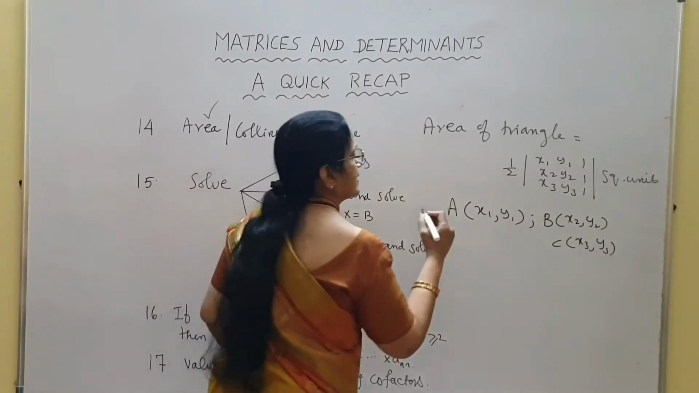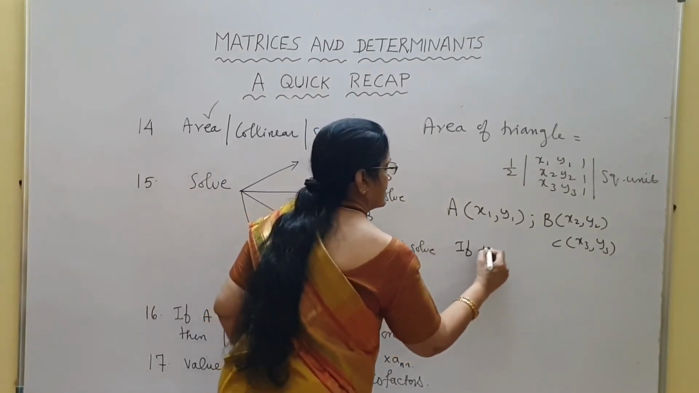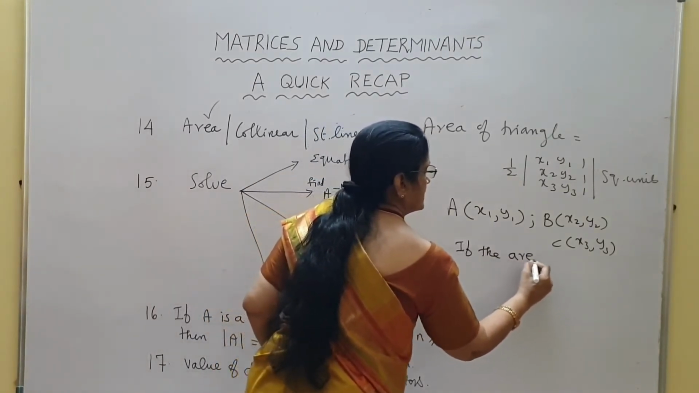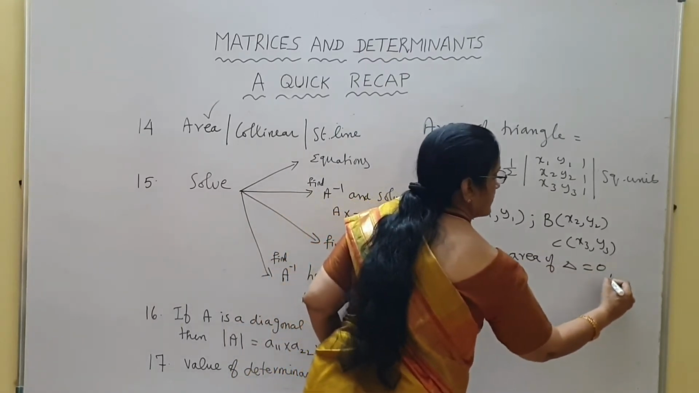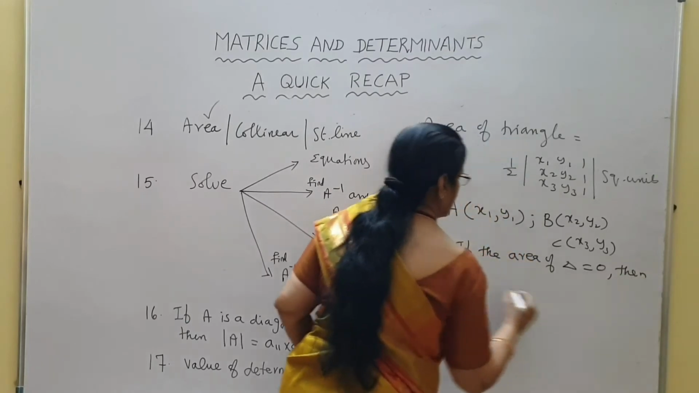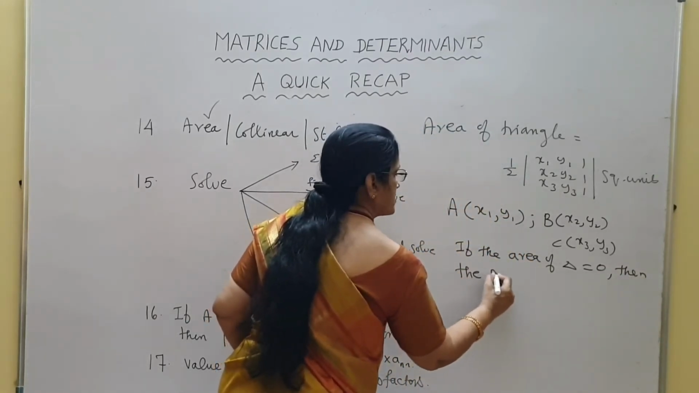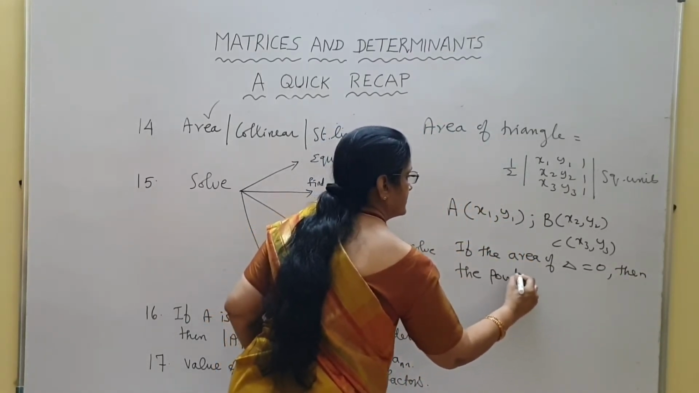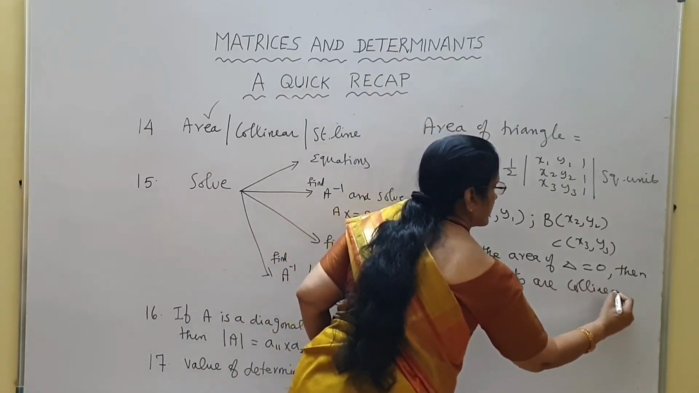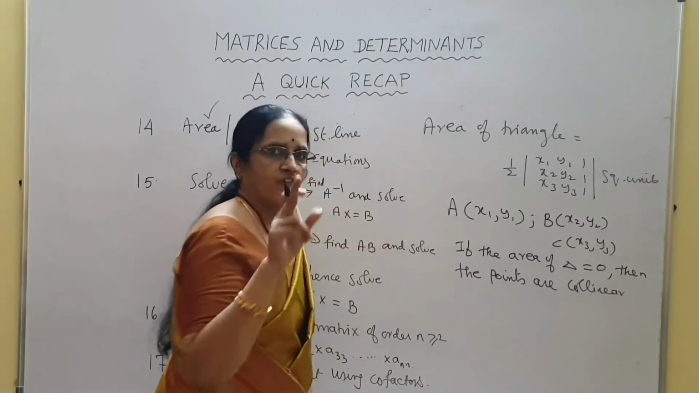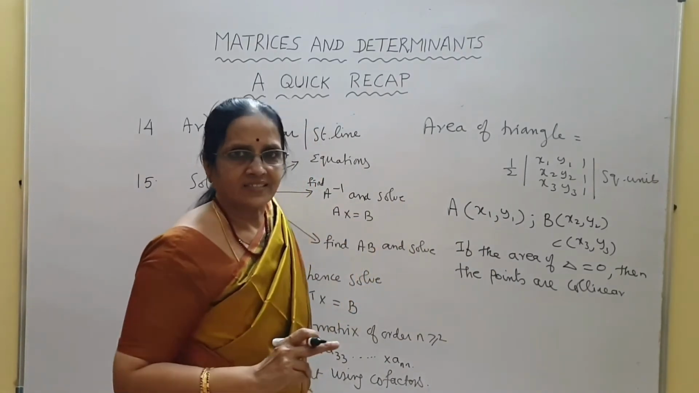You need to write, if the area of triangle is equal to 0, then the points are collinear. So, you have to find the area of the triangle.